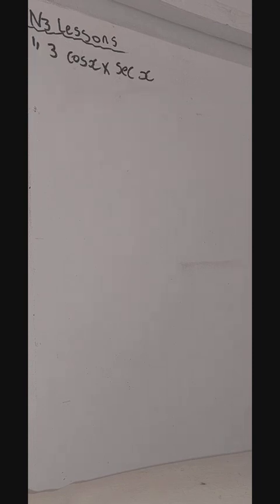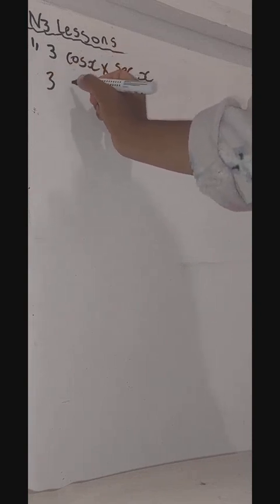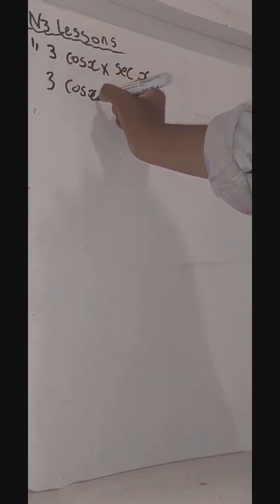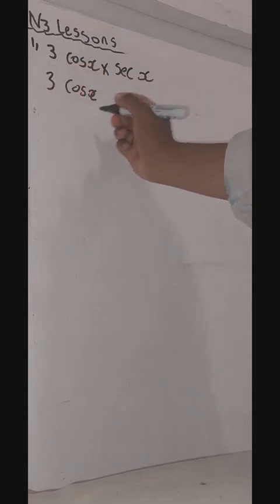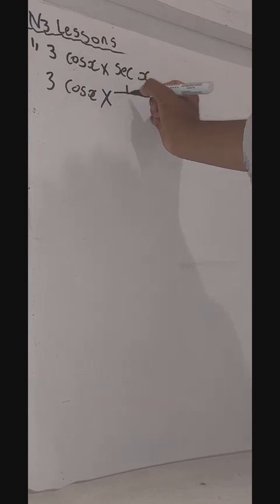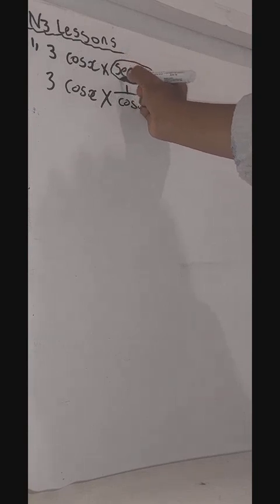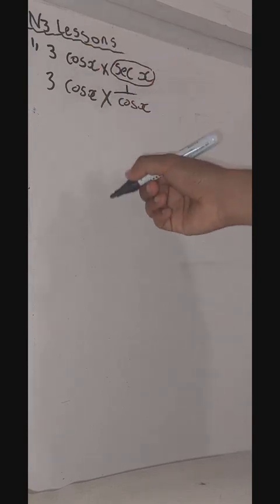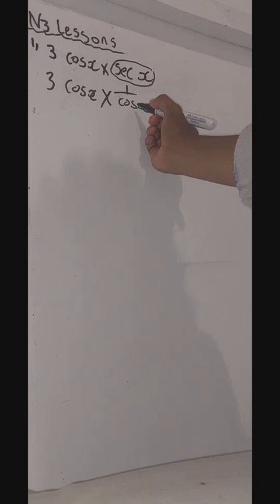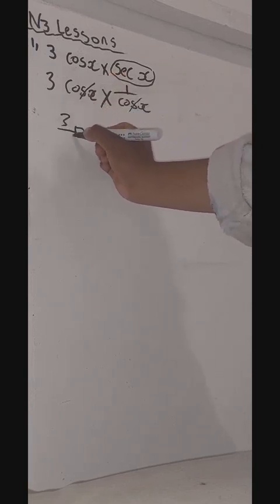The first question is very easy, guys. It is 3 cos x times sec x. Okay, let's solve it together. So 3 cos x, it's already independent, right? But this we can change to a reciprocal, which is 1 over cos x. This one is independent. This one we can change. So from this we can cancel out this and this, and the answer we get is 3.